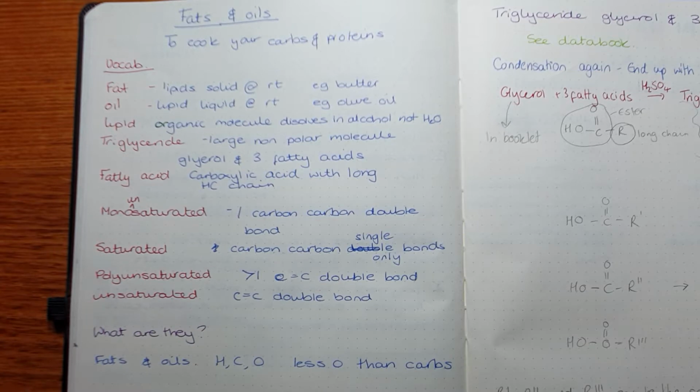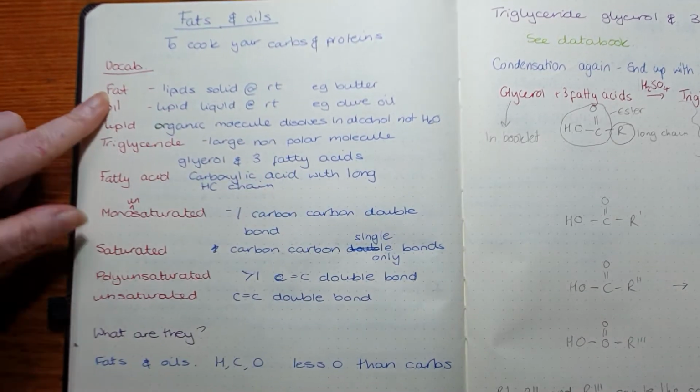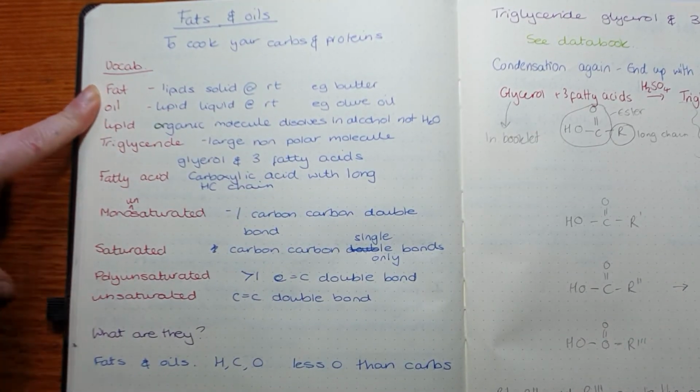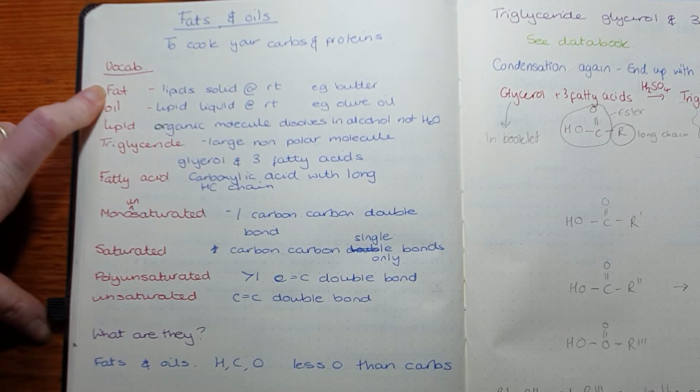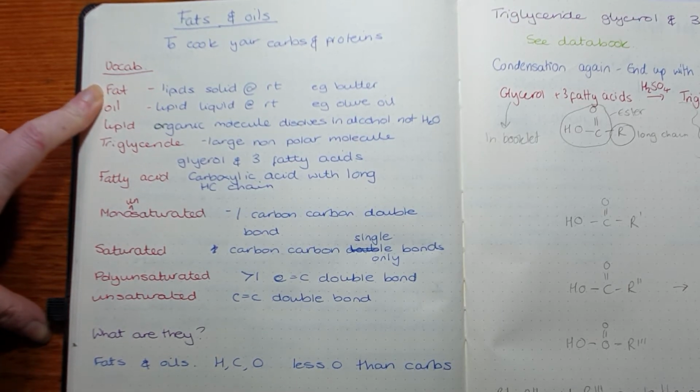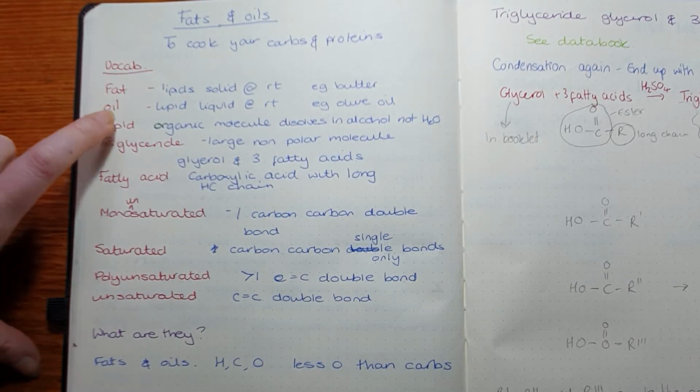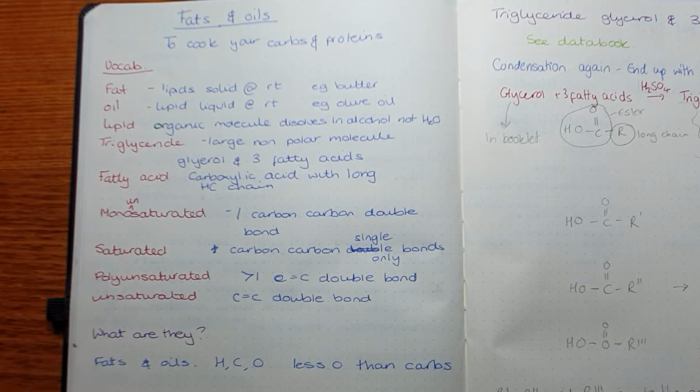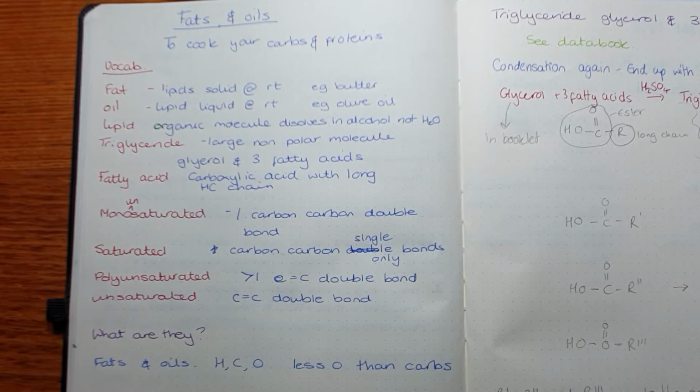So what we're really looking at is a fat, which is a lipid that is a solid at room temperature. These are like butter, the fat on your body, animal fat, and coconut oil would be, I suppose, a fat. Then oils are liquid at room temperature, so olive oil, cooking oils, peanut oil, any of those kinds of things you can pour at room temperature.